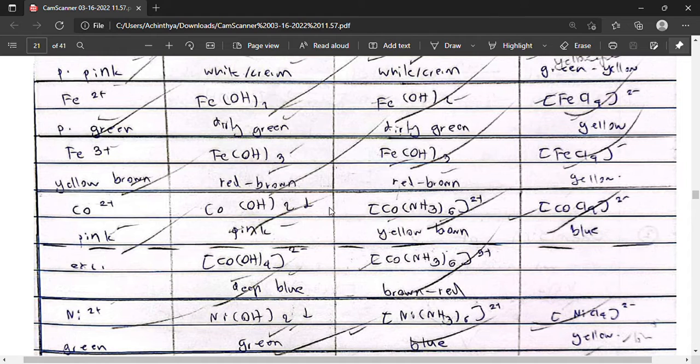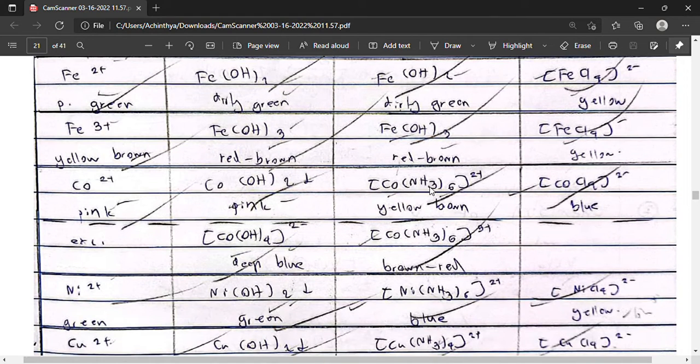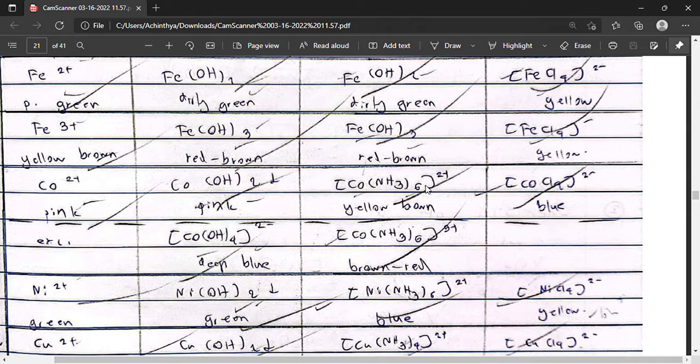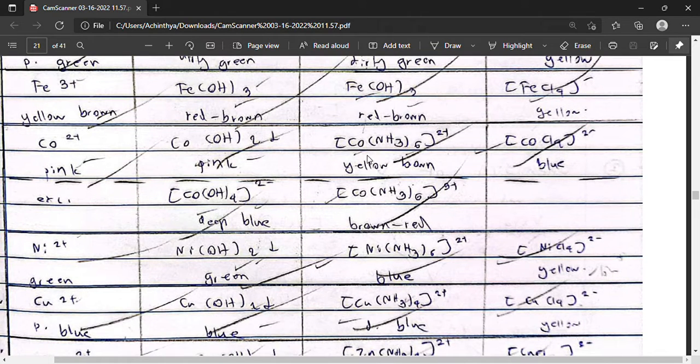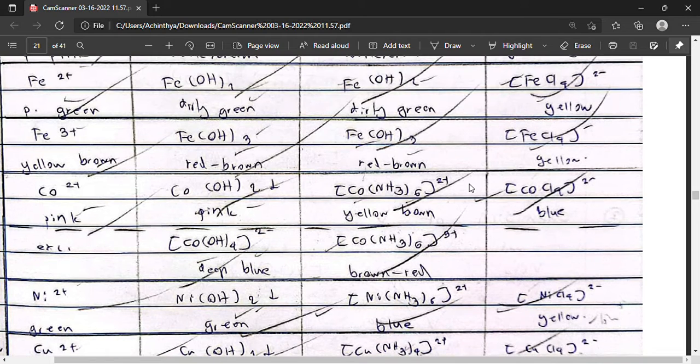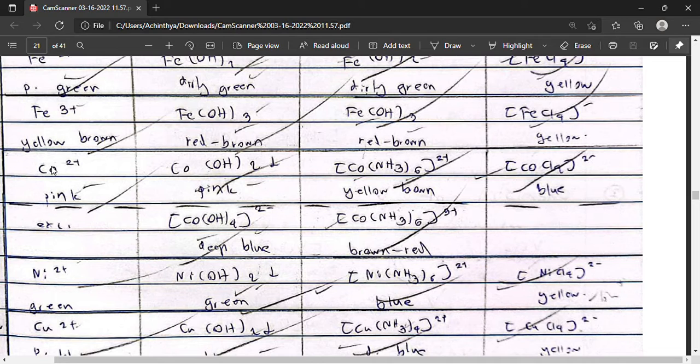If we were to add excess ammonia, however, it forms its respective amine complex, hexaamine cobalt 2 ion, which is yellow brown in color. If we were to oxidize it with some oxidizing agent, we get this brown red color hexaamine cobalt 3 ion. If we were to add excess chloride into the cobalt ion solution, we get this chlorocomplex, which is blue in color, CoCl4 2-, tetrachlorocobaltate 2.